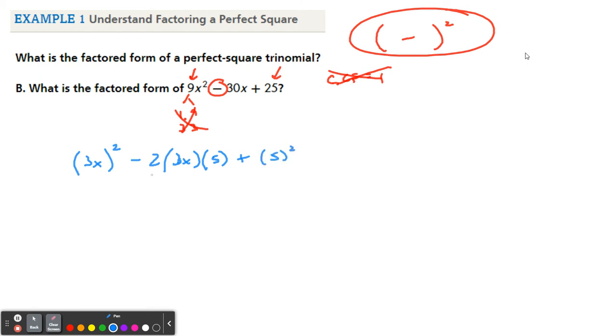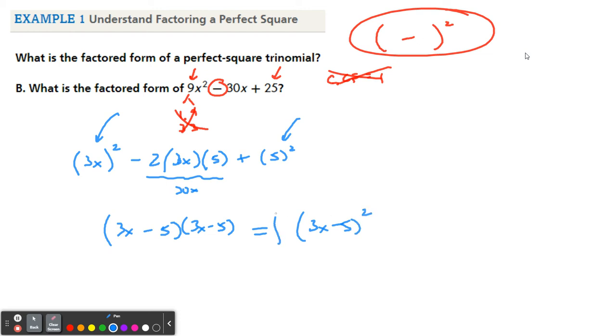5 squared. So really, you could do this part last. If you find this part and you find this part, then that part goes in there. And that's a check, right? Because this is 30x. And now in your parentheses, if you want to do 2, it'd be 3x minus 5, 3x minus 5. But the goal is to write this as 3x minus 5 squared.